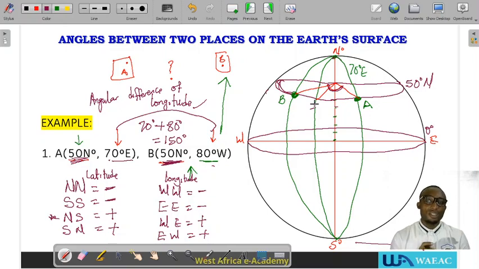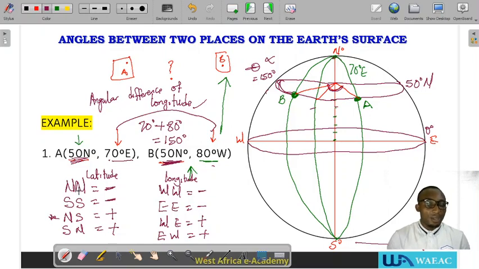That is the subtended angle. That is our theta or our alpha, or whatever we want to call this angle. The value is 150 degrees. By the time we are calculating the distance along a small circle or great circle, we will need this angular difference. So please, I want you to take note of it.